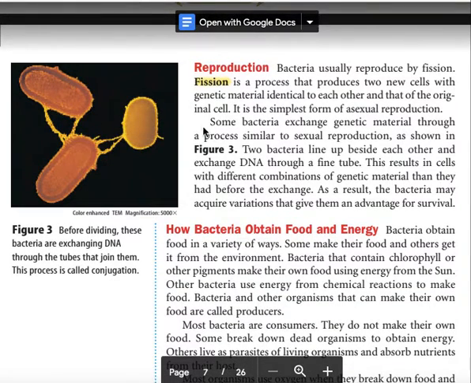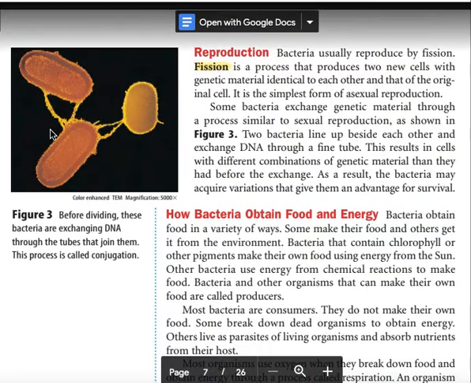However, right here, some bacteria exchange genetic material through a process similar to sexual reproduction, as shown over here. Two bacteria line up beside each other and exchange DNA through a fine tube. This results in cells with different combinations of genetic material than they had before the exchange. As a result, the bacteria may acquire variations that give them an advantage for survival.